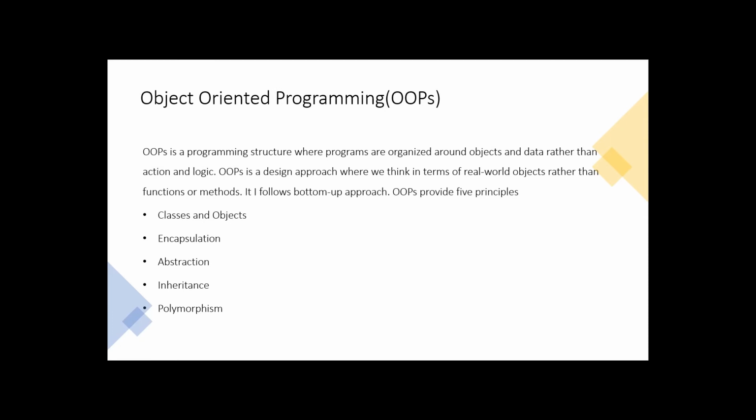Object-oriented programming is a programming structure where programs are organized around objects and data rather than action and logic. OOPS is a design approach where we think in terms of real world objects rather than functions or methods. It follows the bottom-up approach. OOPS provides 5 principles: classes and objects, encapsulation, abstraction, inheritance and polymorphism. We will cover these principles in more detail in our next video.